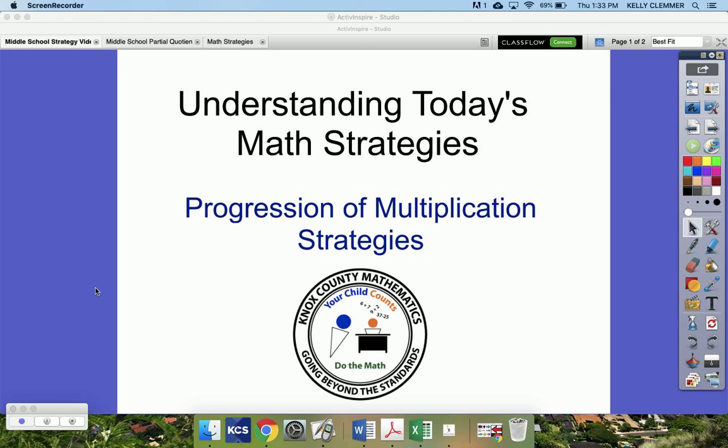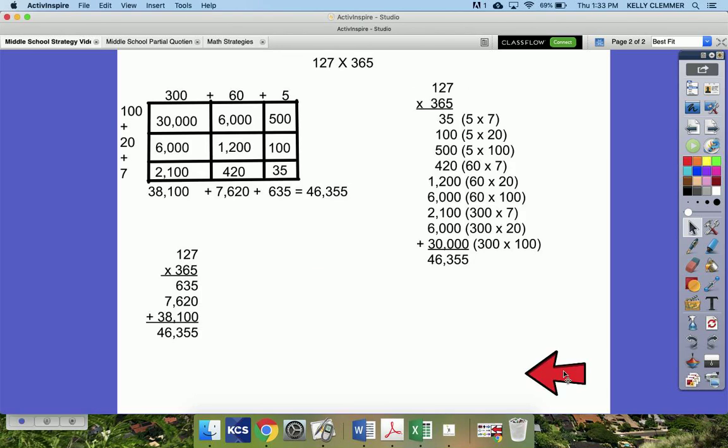Strategies, starting with what students learn in elementary school and the strategies that get them ready to be successful in middle school. After students learn their initial multiplication facts, we begin to teach them how to use the area model to multiply.